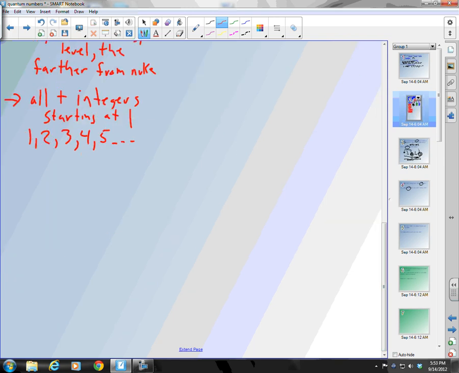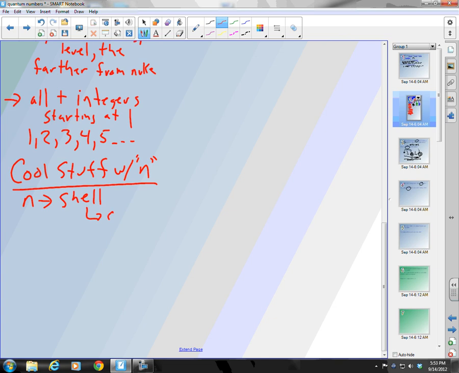Let's write down here: cool stuff with n. First thing is that n represents my shell. What's a shell? Well, a shell is a collection of all orbitals at a given energy level.